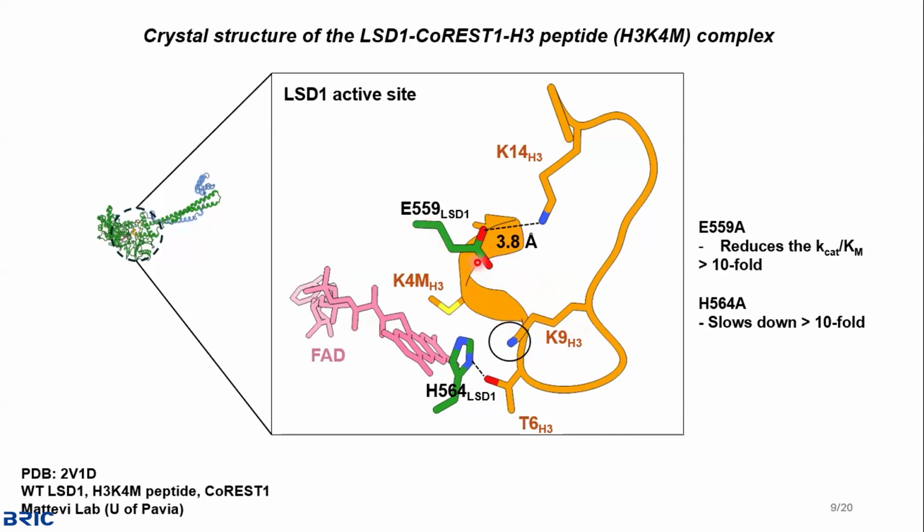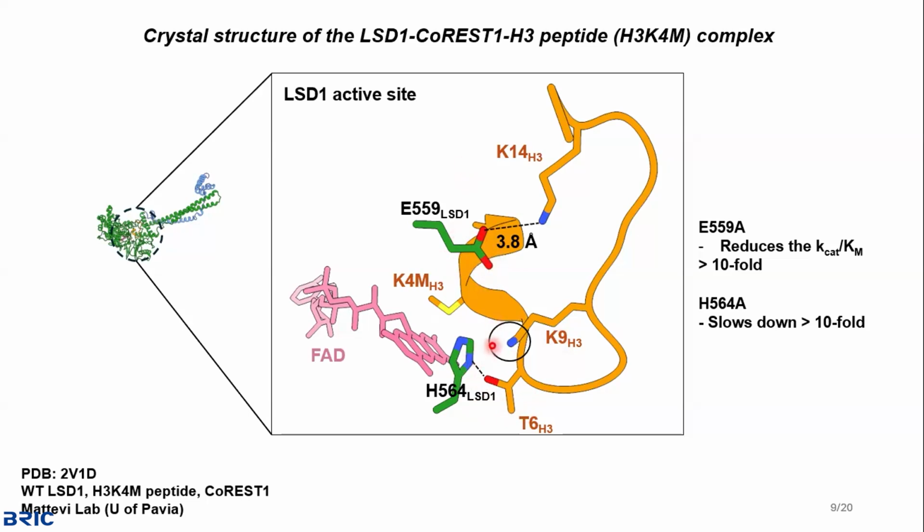So at the catalytic site, there are two key contacts between this histone peptide and LSD1. Lysine 14 of the substrate histone peptide is making an electrostatic interaction with glutamate 559 of LSD1. And also, lysine 9 of the histone peptide is making a polar contact with histidine 564 of LSD1, which also forms a hydrogen bond with threonine 6 of the histone peptide. If you mutate these two residues to alanine, it really slows down the activity of LSD1, highlighting the importance of these two key interactions.